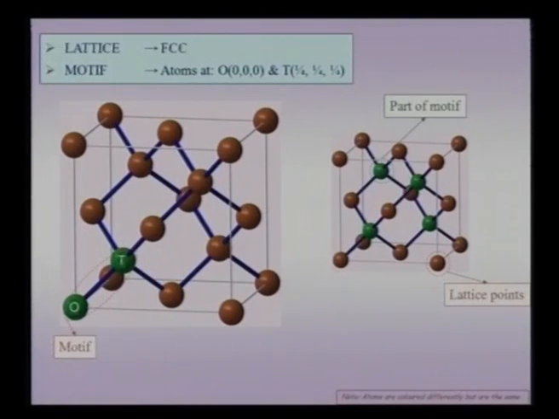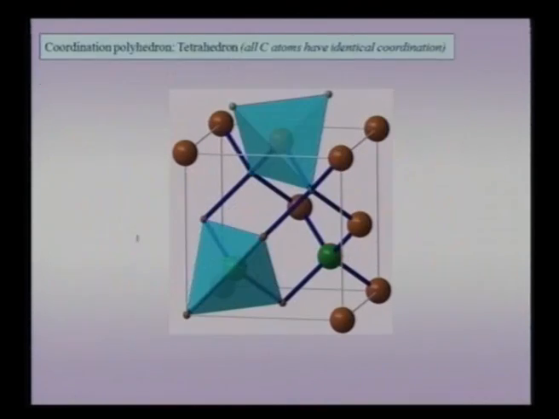So, you have the lattice which is FCC, and 2 atoms form the motif, the O and T atoms, which are 0, 0, 0 and quarter, quarter, quarter. Therefore, here the motif actually consists of 2 identical atoms. I could alternately choose my origin at T instead of O, and I would find the structure remains unaltered. That is another important point to be noticed. Either the O and equivalent atoms form a lattice, or the T and equivalent atoms form a lattice, and correspondingly T and O would be the motif.